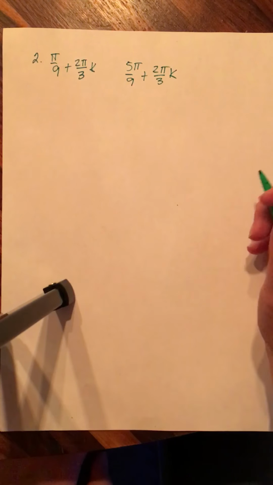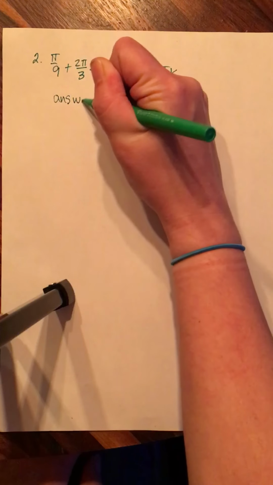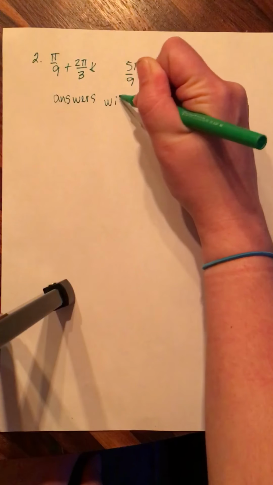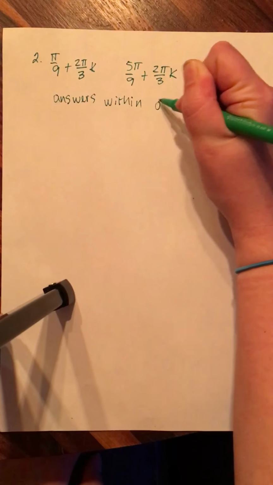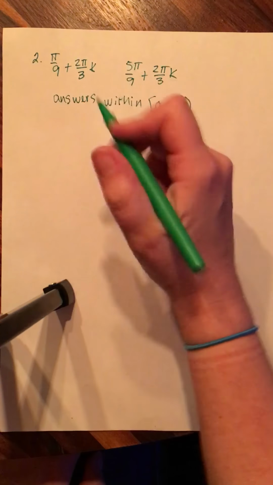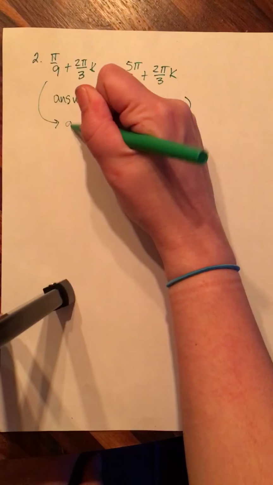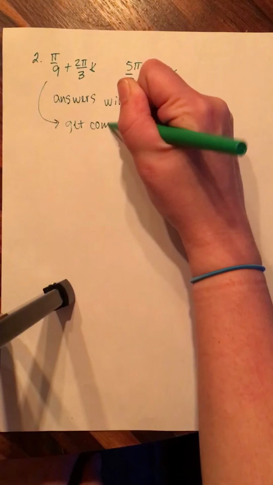So if I started to list the answers within 0 to 2 pi, if I want to do that, I'm going to do this addition that I was talking about, but getting a common denominator is going to help us out. So I'm going to put get common denominator.